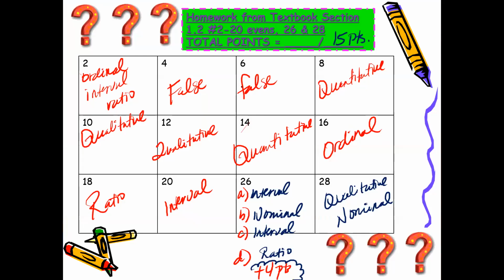All right, the last time I saw you guys, we started 1.2, which was on the 4 different levels of measurement: nominal, ordinal, interval, and ratio data. So go ahead and take a look at your homework that was given to you for 1.2: 2 to 20 evens, 26 and 28. There was 1 point apiece except for number 26, which was worth 4.